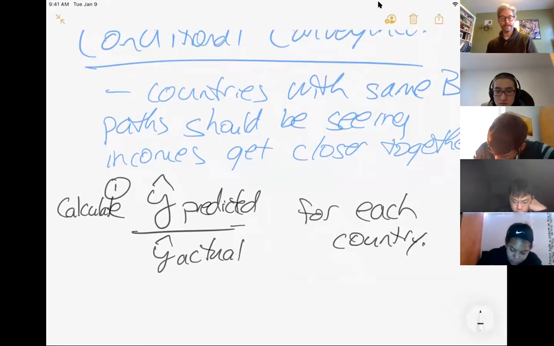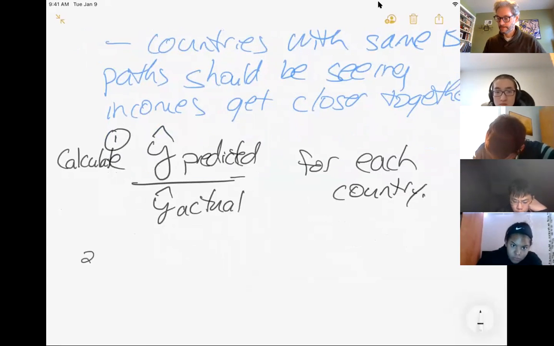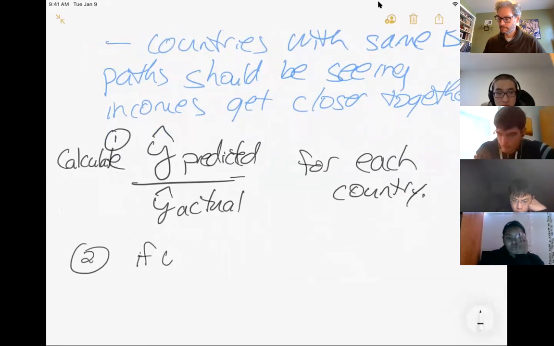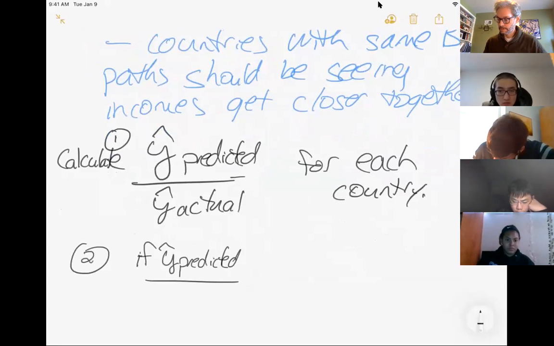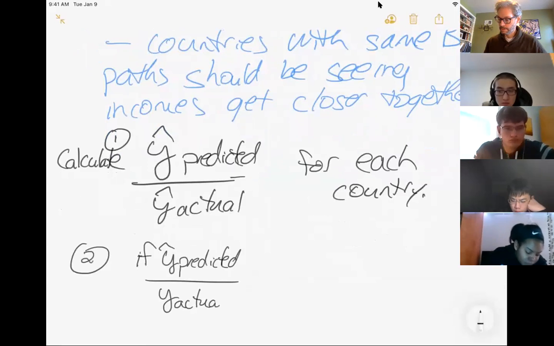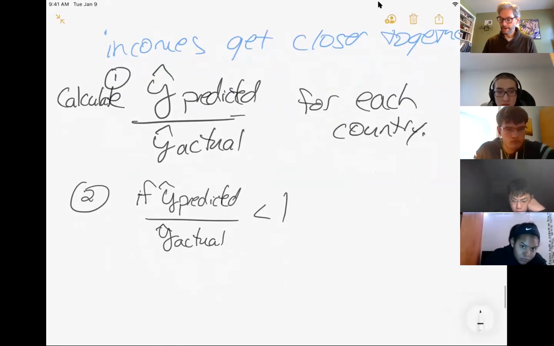what output should be in each country relative to what it actually is. And then what should be true if this is less than 1? Or if this is greater than 1?